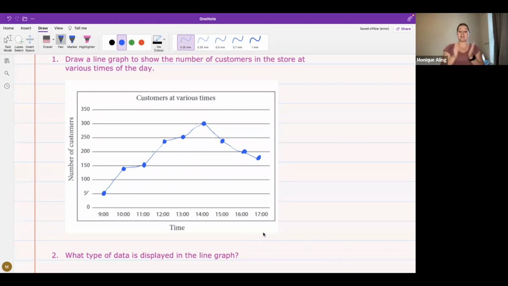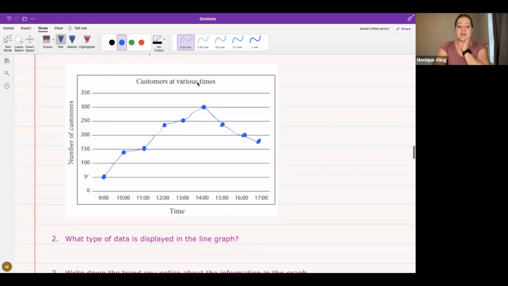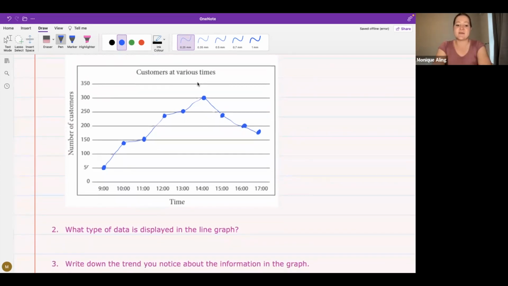Okay, so like I said, there are 2 ways that you can be asked about line graphs. You might actually have to draw one, or you're just going to get asked questions on one. And now you've experienced both. Let's have a look at question 2, still based on the same scenario. What type of data is displayed in the line graph?